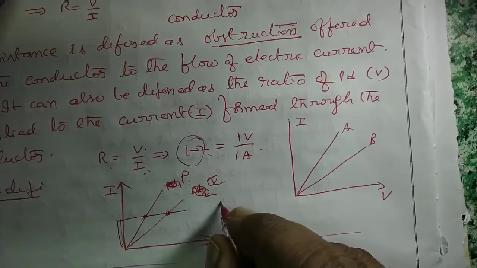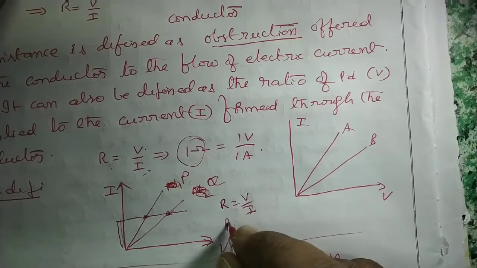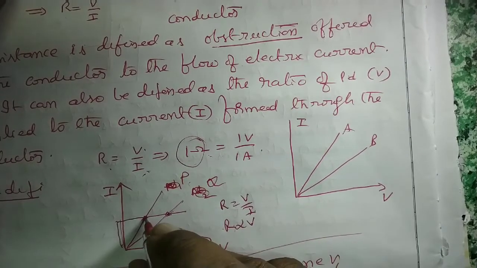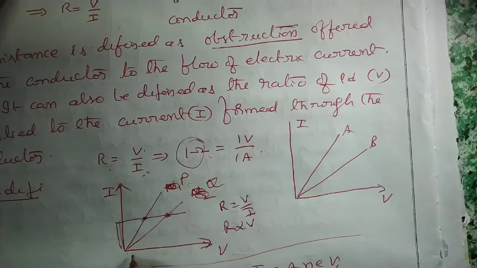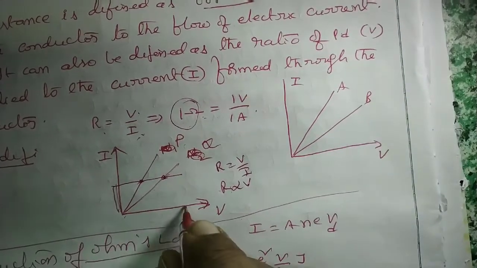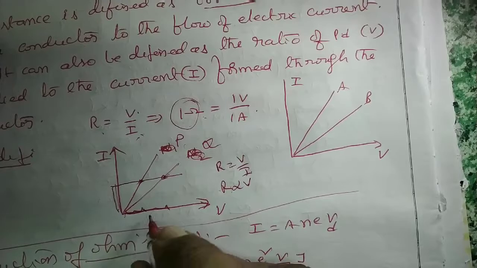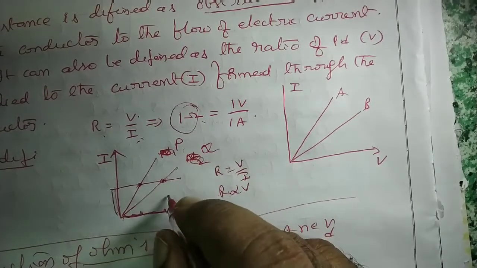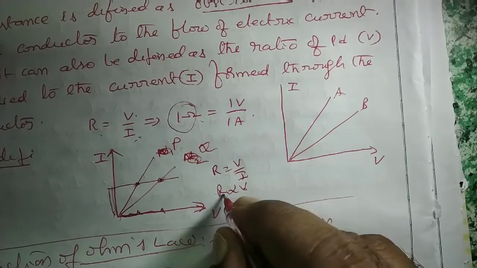You know, R is equal to V by I. When current is made constant, R is directly proportional to V. That means the greater the potential difference, the greater the resistance. So for these two points, for which point is the voltage greater? This is the voltage axis. For this point, voltage is this much. For this point, voltage is this much. So in case of P, less voltage is there. In case of Q, more voltage is there for the same value of current. So greater the voltage, greater the resistance. No?